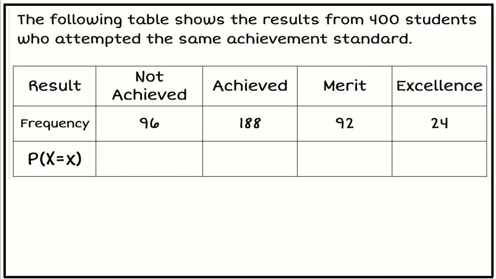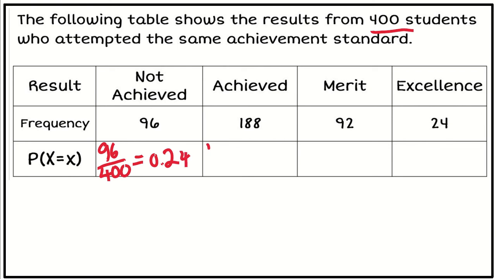Let's have a look at a second example. So here are our results. This is from 400 students who have done a particular achievement standard, and these are their results. So what I want to do is work out these probabilities. Not achieved had a frequency of 96. As a probability, that would be 96 out of 400, which I can leave as a fraction like that, or I can turn into a decimal of 0.24. So either of those is correct.